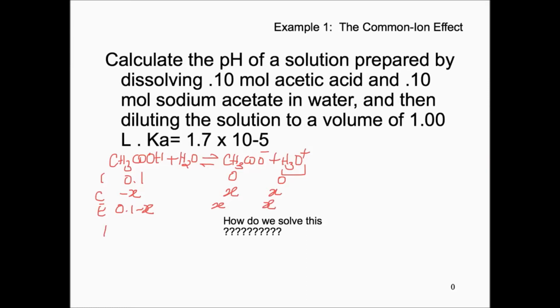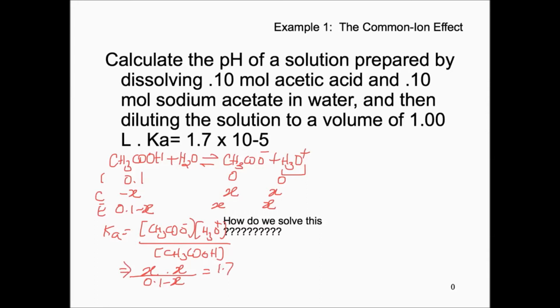So if you were to set this up for a Ka, you would say concentration of acetate times concentration of hydronium divided by acetic acid should do the trick. And now I'm going to just substitute the values. Acetate is X, times hydronium is X as well, over acetic acid, which is 0.1 minus X, and that is coming out to be 1.7 times 10 to the power of minus 5. So now you have to ask yourself whether you can use an approximation or not.